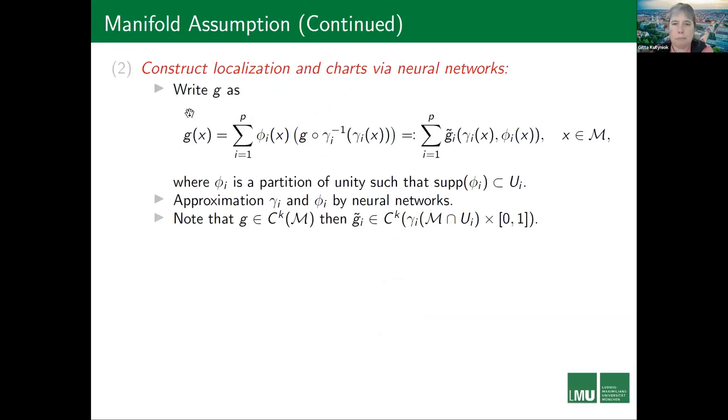So now I can write my G in this way. Here these gammas are the local projections that move between the manifold and the tangent spaces, and the phi is a partition of unity, so that each time the support is in one of these open balls. Remember, they cover M. And then in a short form notation, I can write it in this form. And this gamma I is a linear map, so I can very easily mimic this by a neural network, just with one layer.